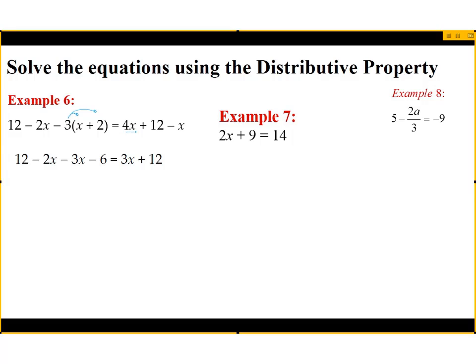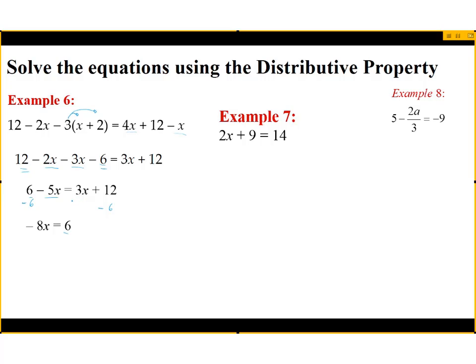And then here I can combine like terms on the right-hand side. So on the left-hand side also I can combine like terms. I got negative 2x minus 3x gives me negative 5x. 12 minus 6 gives me 6 on the right-hand side, so that everything's combined. So here I can subtract 3x from both sides and subtract 6 from both sides. If I subtract 6 from both sides of the equation, I get 12 minus 6, which is equal to 6.